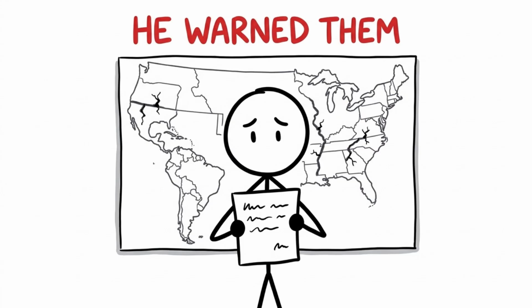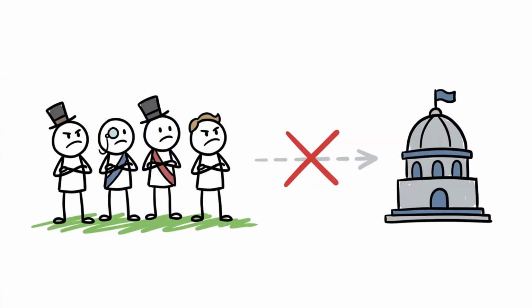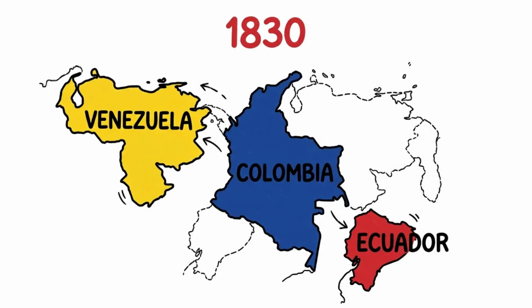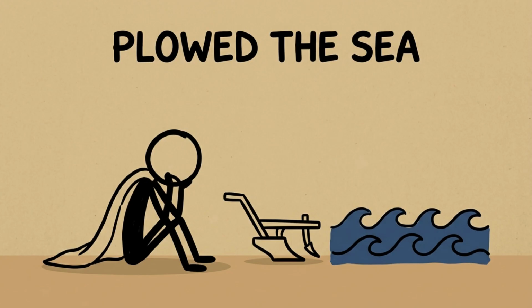By 1830, the year Bolivar died, Gran Colombia had already split into Venezuela, Colombia, and Ecuador. His final words are often summarized as a lament that he had plowed the sea. He had spent a decade fighting for unity, and watched it dissolve into fragments almost the moment the fighting stopped.